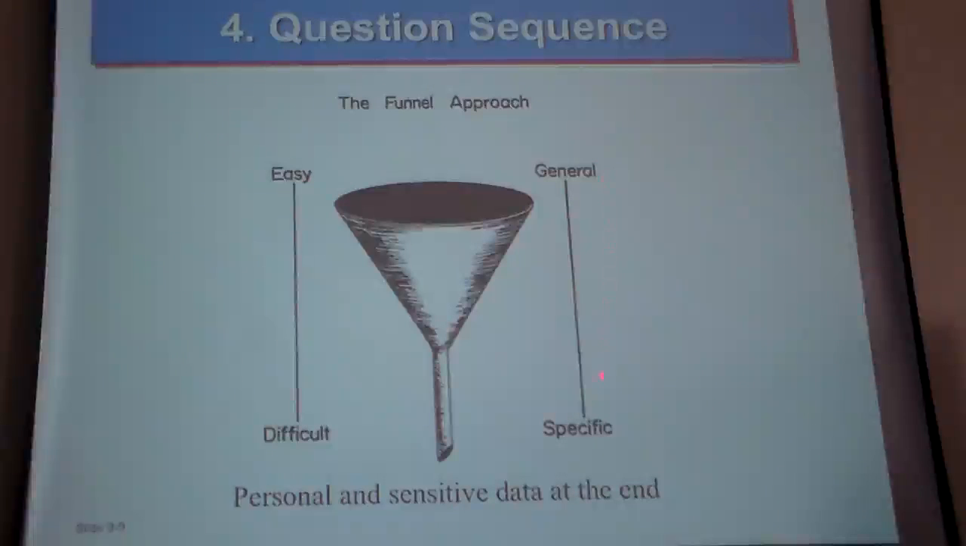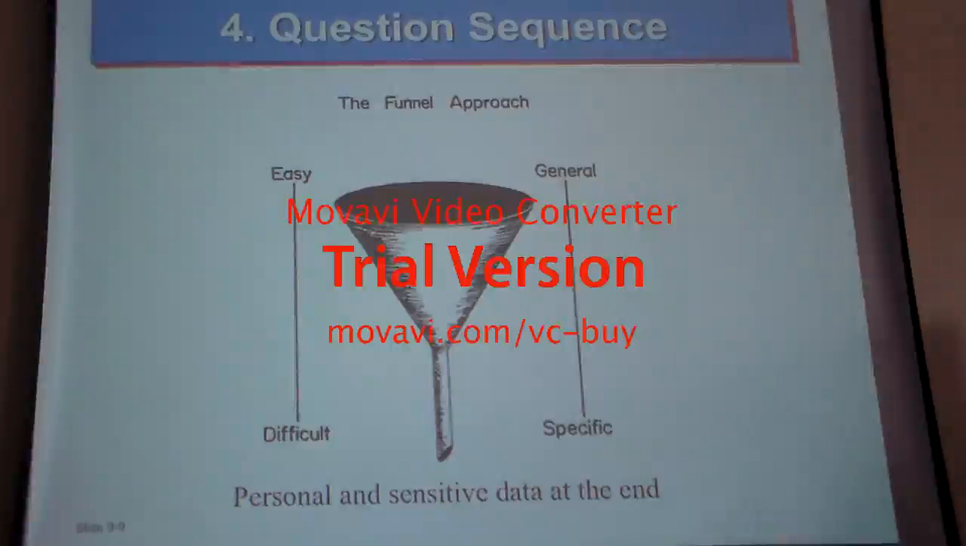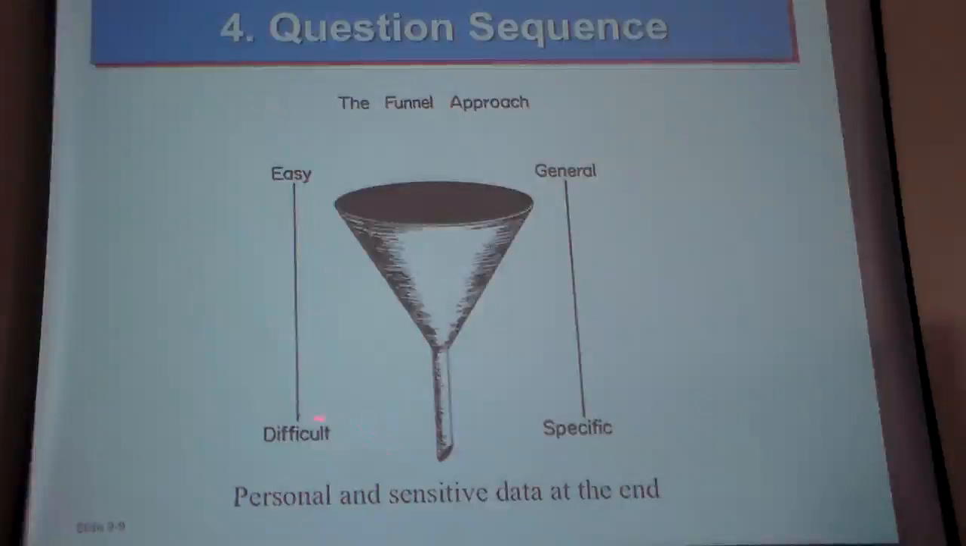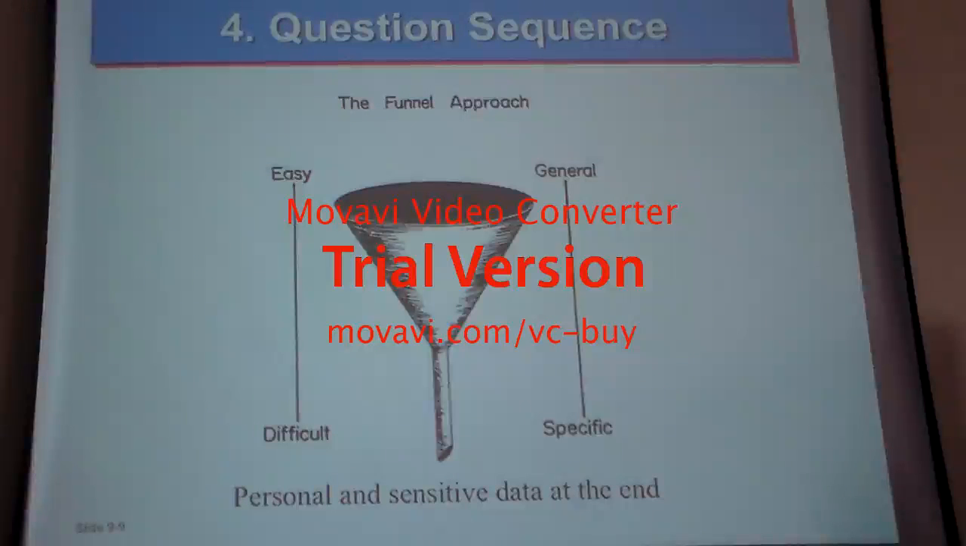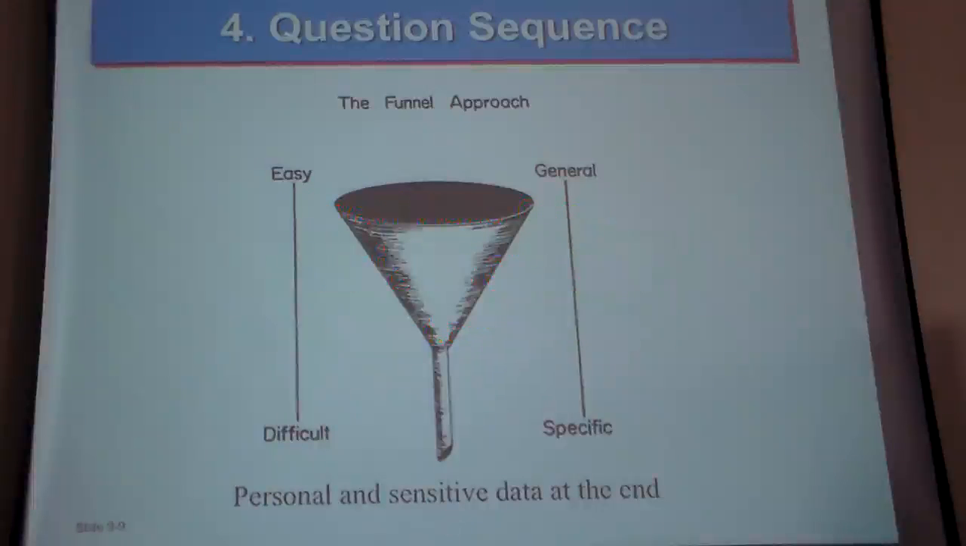It should be from general to specific. Explain to him the general thing in order to go to the specific. Don't go directly and ask about the specific before asking about the general. Ask him about the easy thing before you go for the difficult thing. Okay? Personal and sensitive data at the end. Because if you ask him about personal and sensitive data from the beginning, he will leave it. Maybe it's difficult. Personal and sensitive, you will feel not comfortable to read.